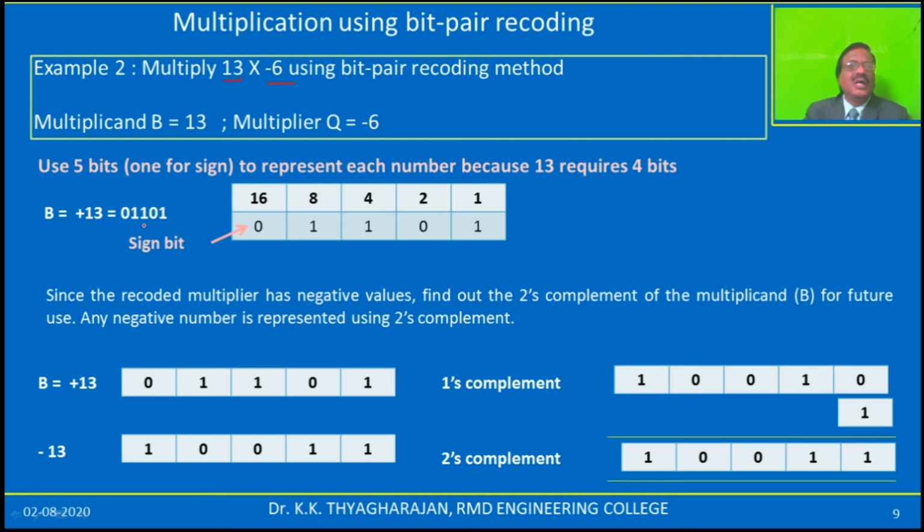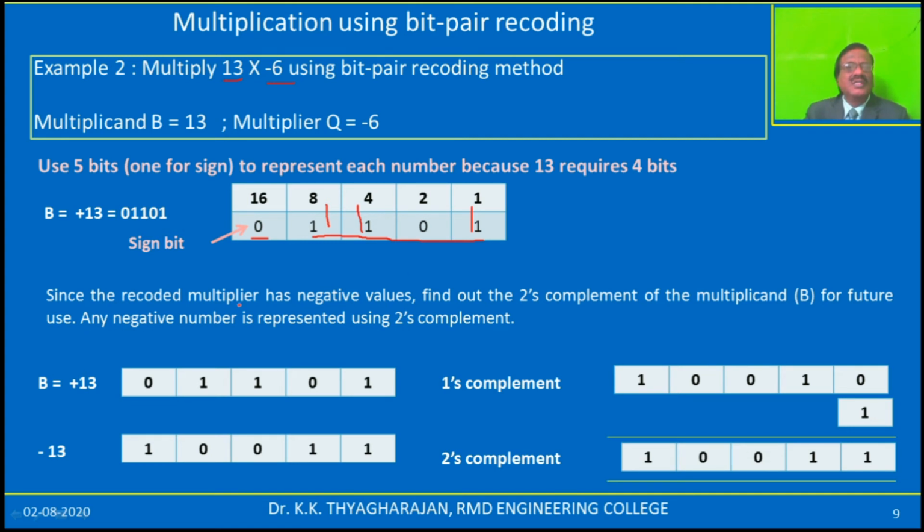If you want to represent 13, you put 1, 2, 4, 8, 16. 13 means 8, 4, and 1, so 8 plus 4 plus 1 is 13. To represent 13, it is sufficient to have only 4 bits, but you have to add a sign bit as an extra bit. So you put 0 here in the left side.